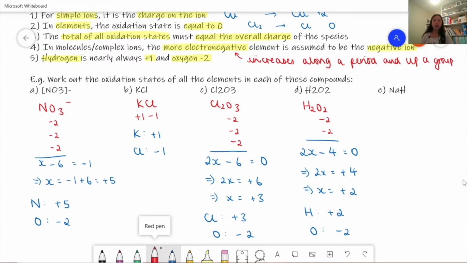And then finally for sodium hydride, again, this is an anomaly. And this is where we actually have hydrogen having a negative oxidation number. So we actually give the sodium a +1, and then the hydrogen will get a -1. So we have the oxidation number of sodium is +1, and for hydrogen we have -1.